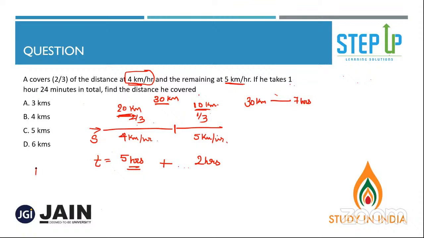1 hour 24 minutes, that is 24 by 60. Let's solve. 12 2, 12 5. 5 1 2, 7 by 5. 7 by 5 hours will give me how many kilometer? So 30 by 5 kilometer, my answer will be 6 kilometer. Yes, that's my answer. Correct. 6 is the answer. Is that clear now? I hope it's clear.